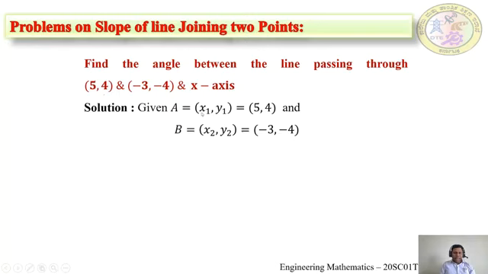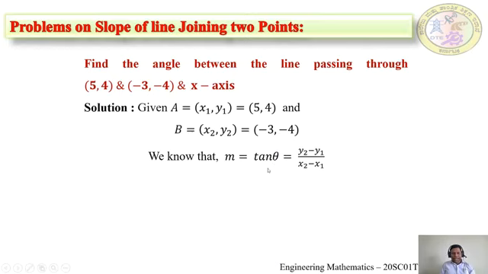Here a is equal to (x1, y1), that is (5, 4), then b is equal to (x2, y2), that is (-3, -4). As you know, x1 is 5, y1 is 4, x2 is -3 and y2 is -4. Then we know that m is equal to tan theta. That is the formula we know.